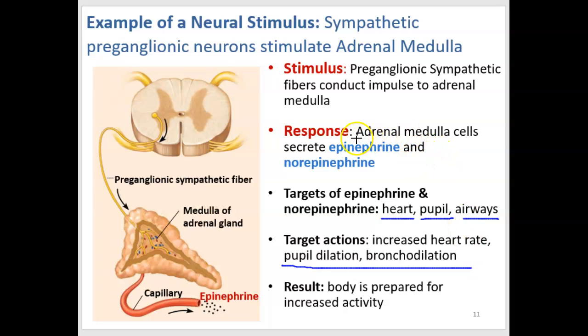The advantage to having the adrenal medulla release a hormone is that this hormone then is going to be traveling in the bloodstream and reach many different target cells. The result is a prolonged response, and the body will be prepared for increased activity for a longer period of time.